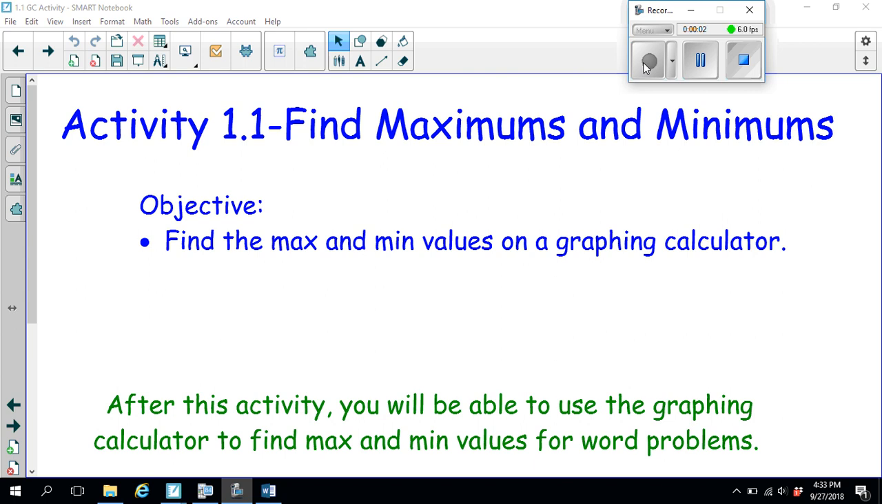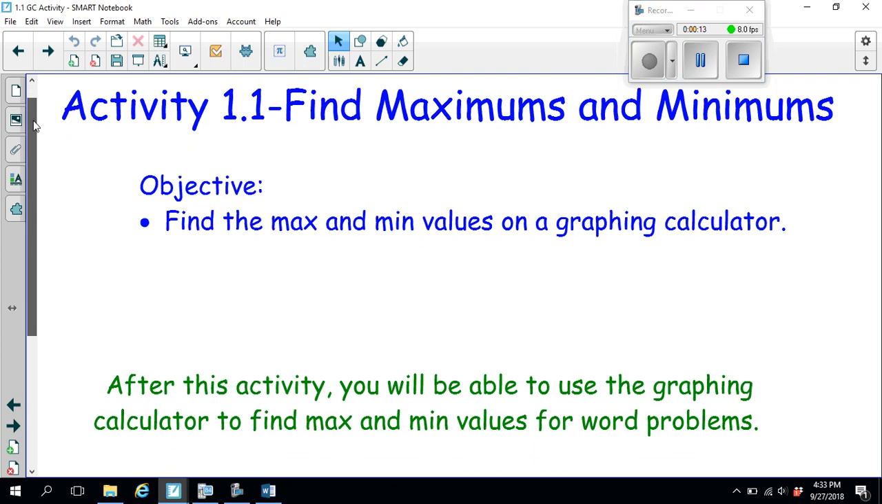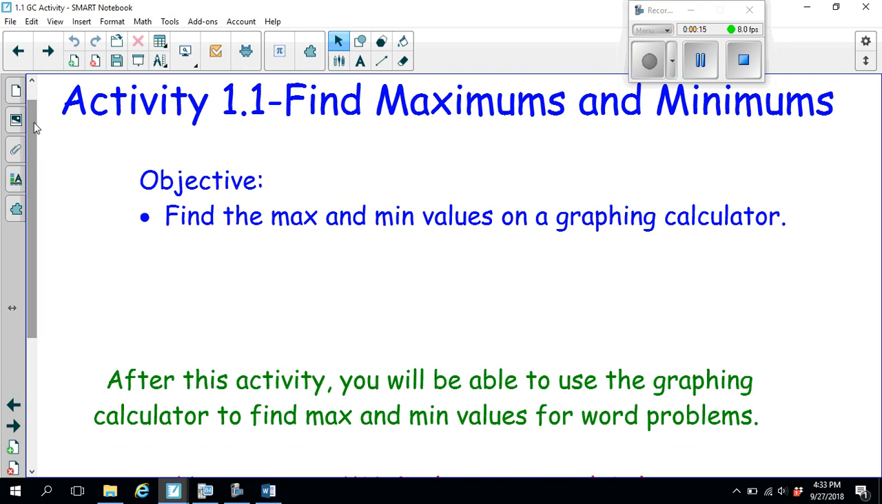So here are the notes for section 1.1, the graphing calculator portion. We're going to find maximums and minimums using our graphing calculator. After these notes, you'll be able to use the graphing calculator to find max and min values for word problems. But make sure when you use this that you show some work, and I'll let you know what that work is going to entail.